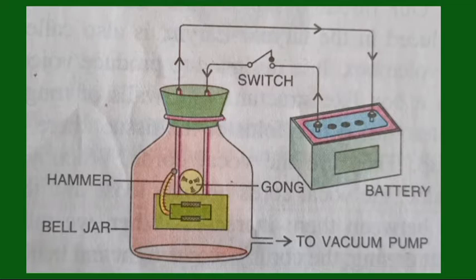Now start the vacuum pump to withdraw the air from the jar. You will notice that as the jar is evacuated, the sound becomes feebler and feebler. After some time, when no air is left within the jar, no sound is heard. However, the hammer of the electric bell can still be seen striking the gong. The reason is that when no air is left in the jar, the sound does not reach us, although the bell is still ringing or vibrating. Thus, sound cannot travel through a vacuum.